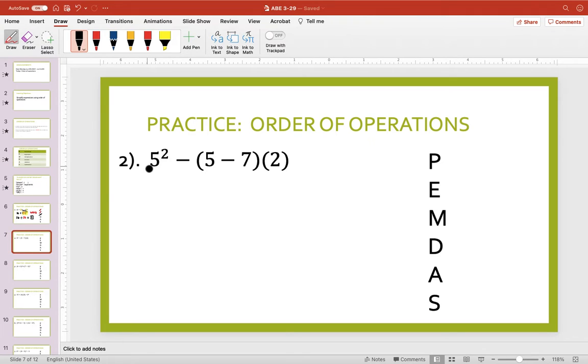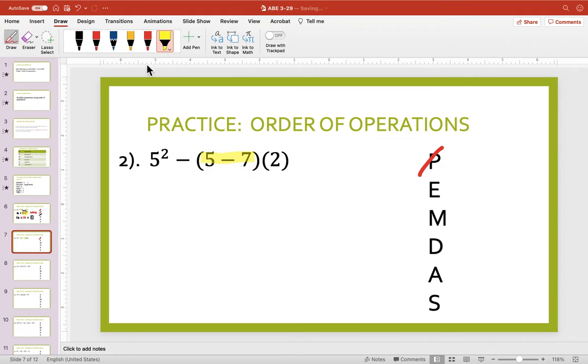For number 2, I have 5 to the second power minus, open parentheses, 5 minus 7. Anytime you see 2 numbers with parentheses next to each other, that also means multiplication. So notice how I just wrote here 2 and 3 with parentheses inside. That means multiplication. Again, I'm going to follow order of operations. I like to write the word PEMDAS down because I use that as a checklist. First things first, P stands for parentheses. I do have parentheses that I need to simplify.